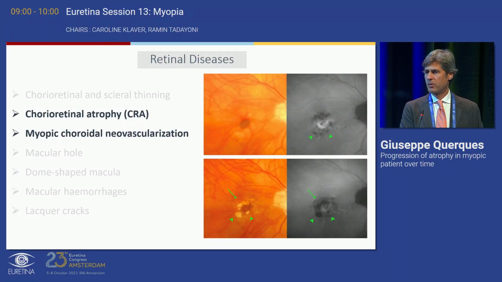So now we move on: simple bleeding and CNV both are responsible for development of atrophy in pathologic myopia. And one question is, what about progression?